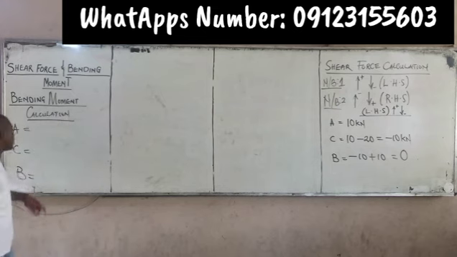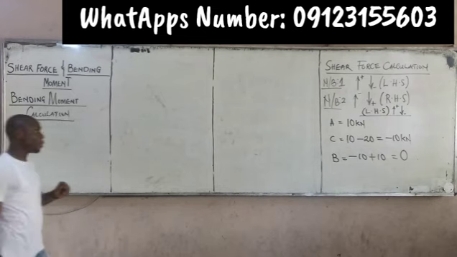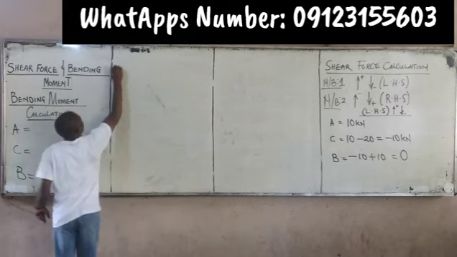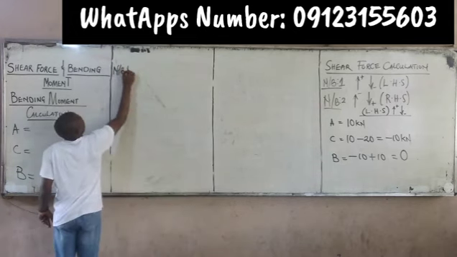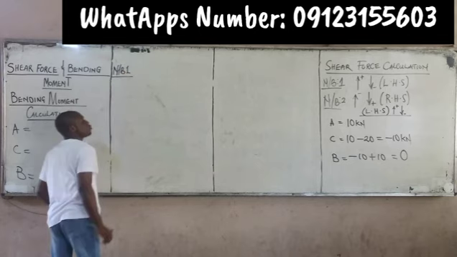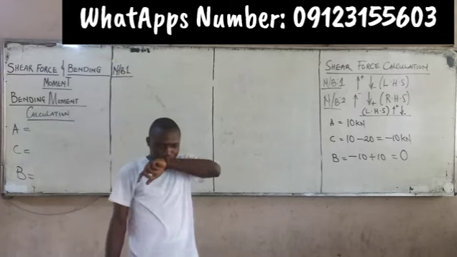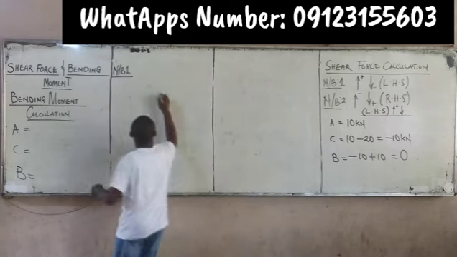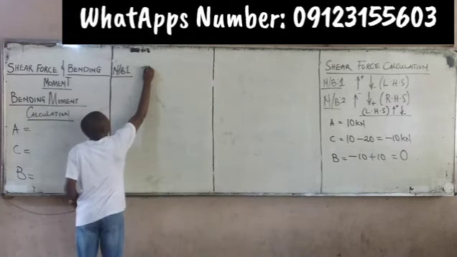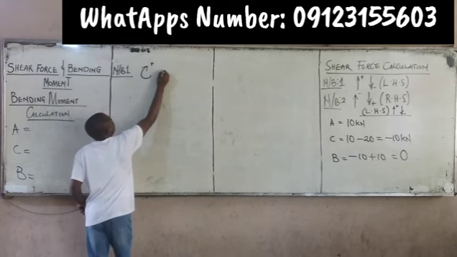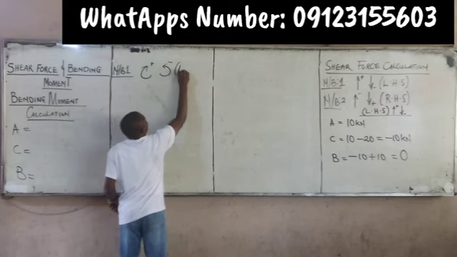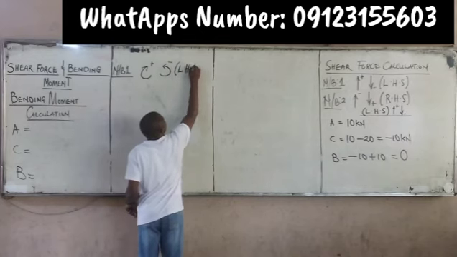When it comes to bending moment, note two things. Number one: if I'm taking readings from my left hand side, clockwise is positive, anti-clockwise is negative. Left hand side.